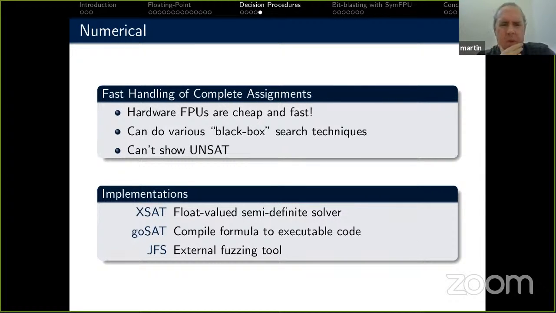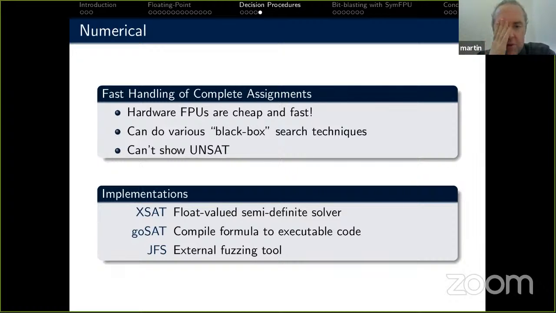So then there are people doing sort of numerical approaches. And the idea is, well, look, if you've got a GPU on your machine, you can do a lot of float calculations very, very quickly. And so you don't really need to know directly too much about floating point. You can use kind of black box search techniques. And in principle, you can find counterexamples very, very quickly.